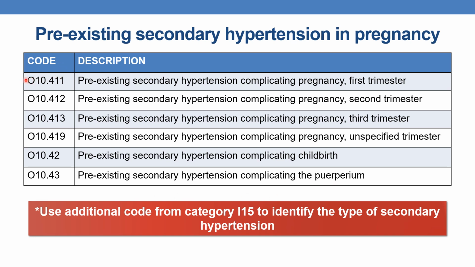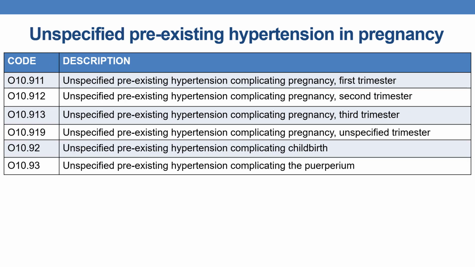And whenever we are coding the codes from O10.411 to O10.43, you need to use additional code from category I15 to identify the type of secondary hypertension. Now coming to unspecified pre-existing hypertension in pregnancy, O10.911 to O10.93. O10.911 indicates unspecified pre-existing hypertension. It is unspecified whether it is essential or hypertensive heart or chronic kidney disease or both.